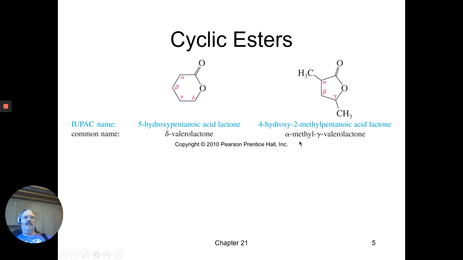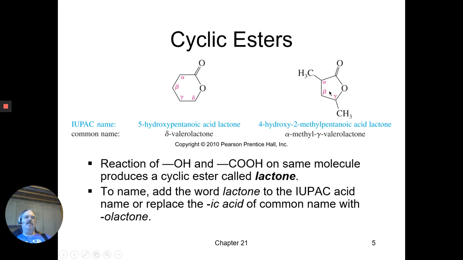Okay, so this is alpha-methyl gamma-valerolactone in the common nomenclature. In the IUPAC, it's 4-hydroxy-2-methylpentanoic acid lactone. If we were to split it here, this would give us 4-hydroxy-2-methylpentanoic acid.